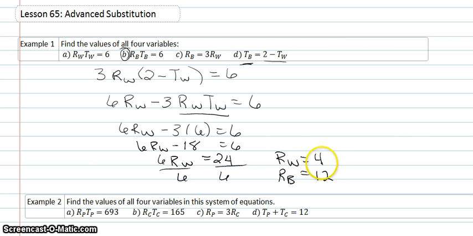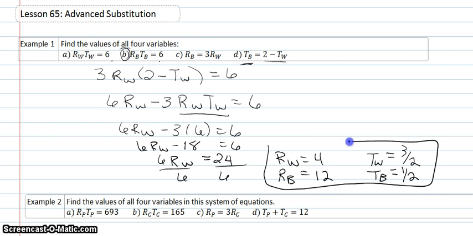Then I can use this 4 here and divide both sides by 4, so that T sub W equals 6 over 4, which is the same as 3 over 2. And then I still need T sub B, so if I put in the 12 for RB here, I can divide both sides by 12, so that T sub B equals 1/2. That was 6 divided by 12. When we reduce that, that's how we get the 1/2. And then those are all 4 of our variables.